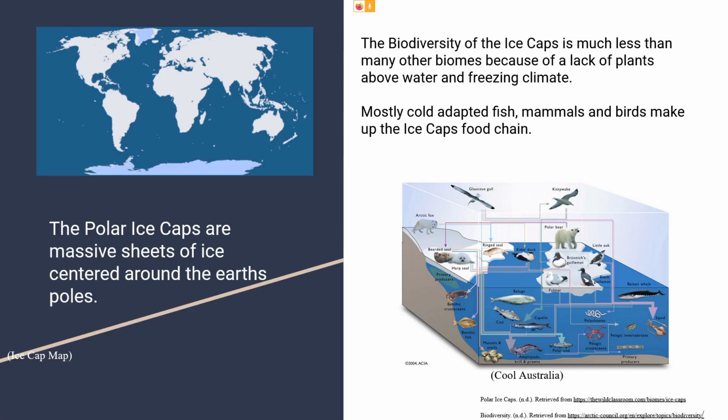The biodiversity of the ice caps is much less than that of any other biome, as there is a very large lack of plants above water and a freezing climate. Many of the species within the polar ice caps are cold-adapted fish, mammals, and birds. And they have adaptations such as thicker skin, shorter legs, blubber, and white coats.